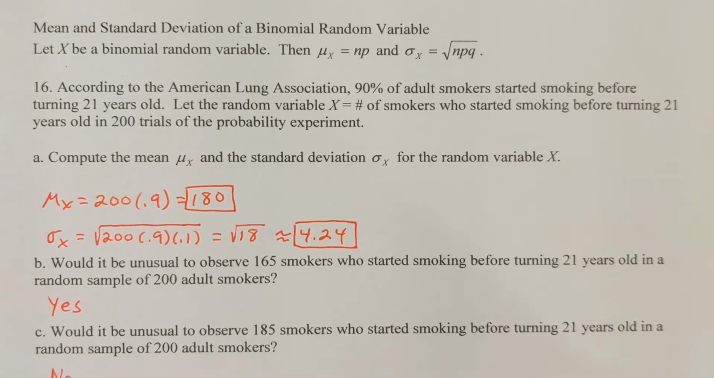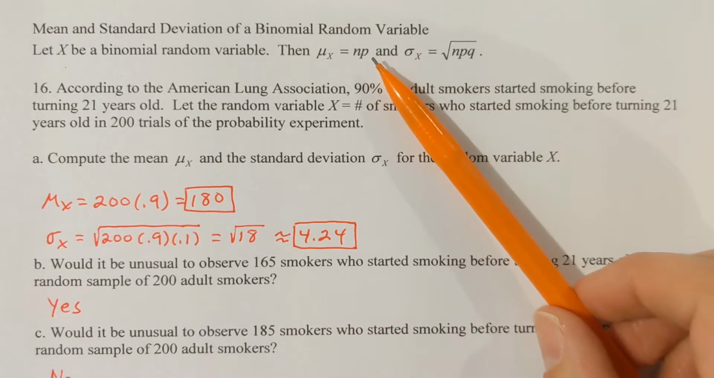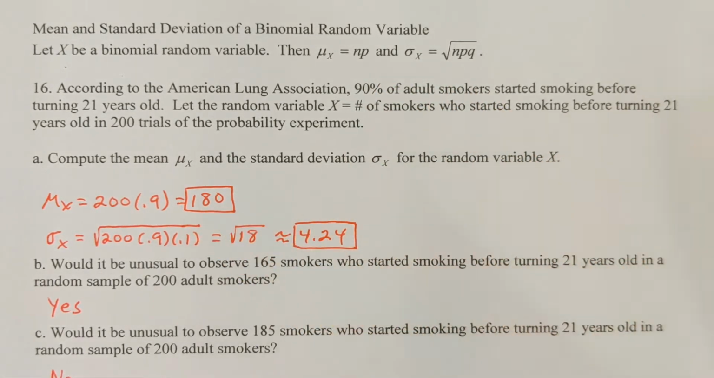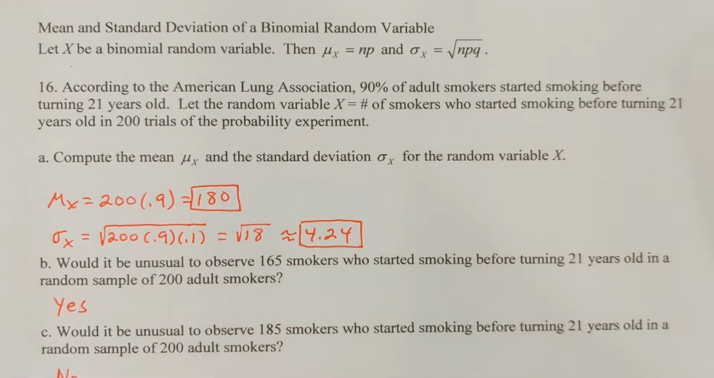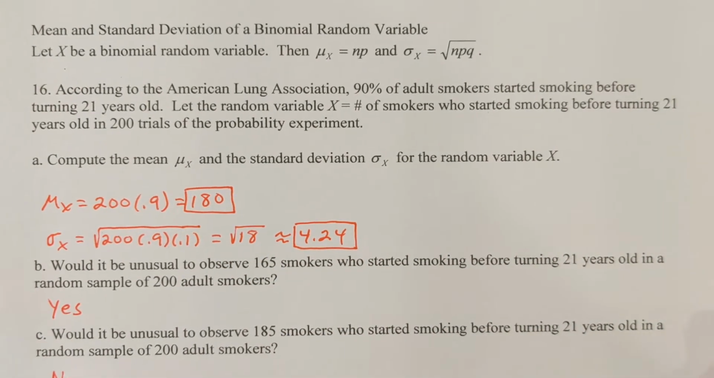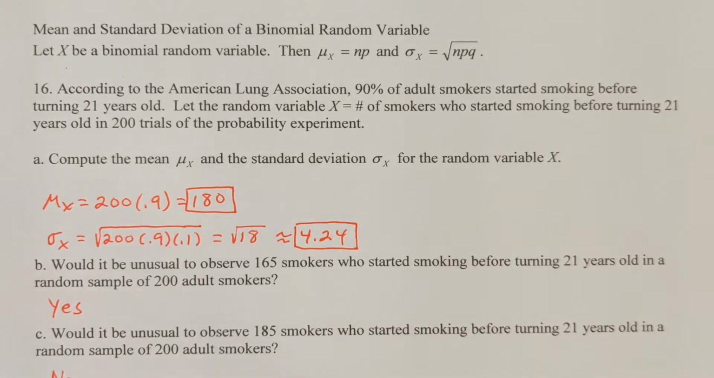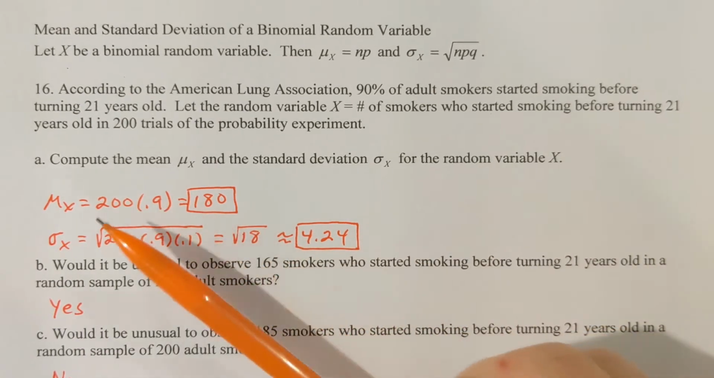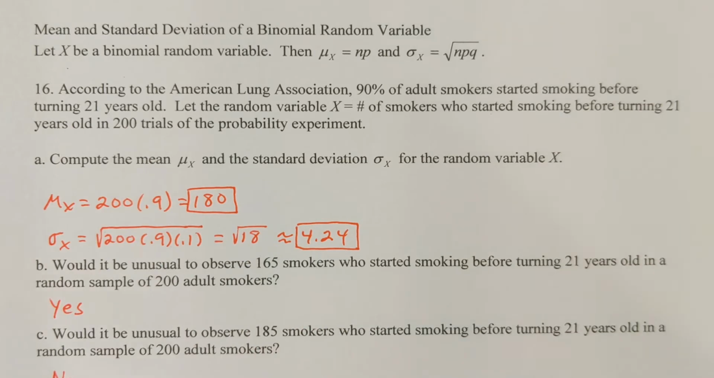Because this is binomial, we know n and we know p, and we just multiply those two numbers together to get the mean. The mean is 180. That should make total sense, because if you were told that 90% of smokers started before turning 21 and you had 100 smokers in a group, you would expect 90 of them to have started before turning 21. Here I'm just doubling that, right? 90% of 200 is 180.